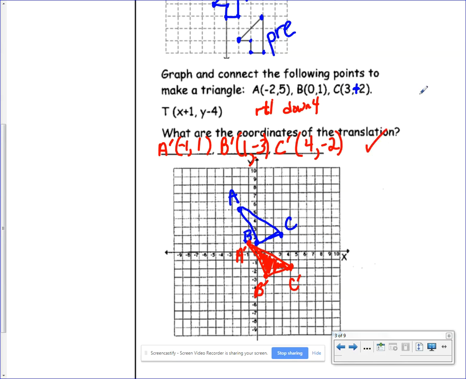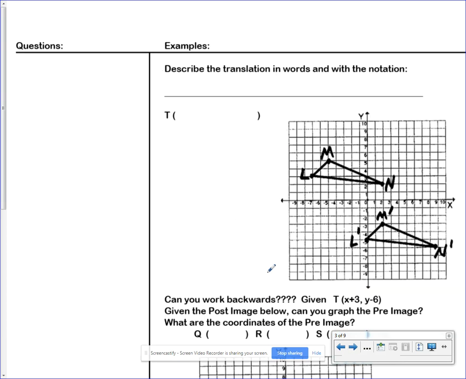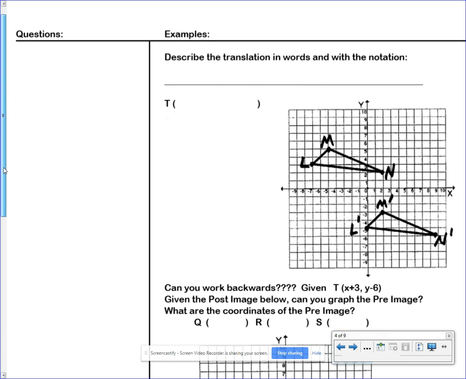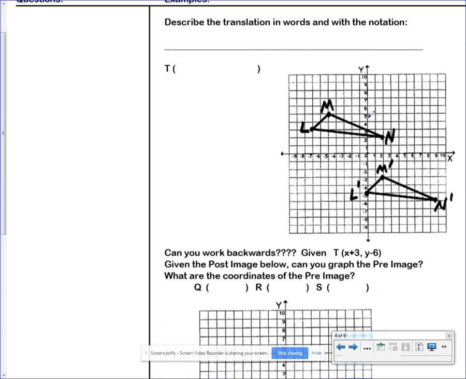All right, let's do a couple of other ones that look a little bit differently. Here you're getting the graph of your original triangle LMN. This is the pre-image. Here's the translation, the post-image. Can you tell me what we did to get from L to L prime, M to M prime, N to N prime?